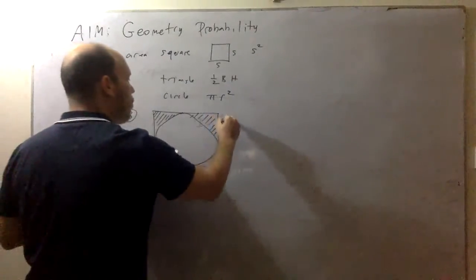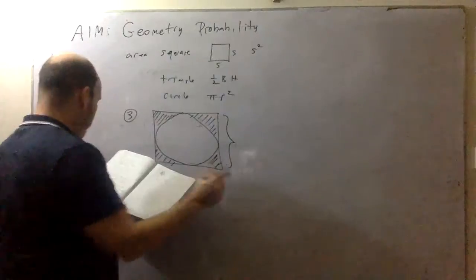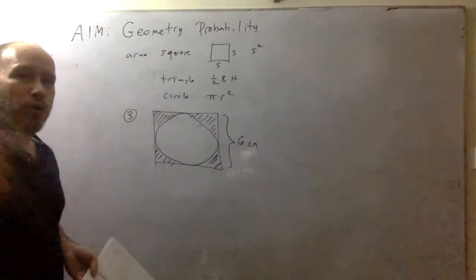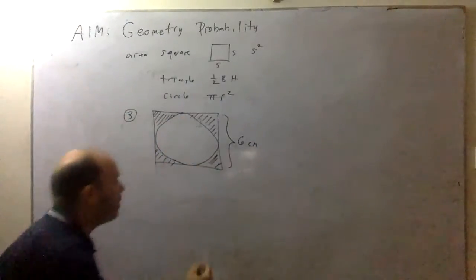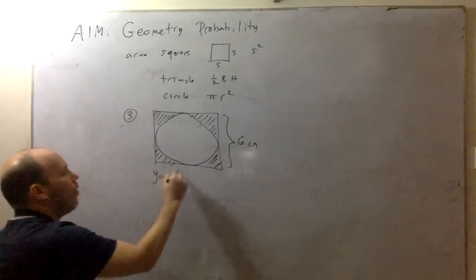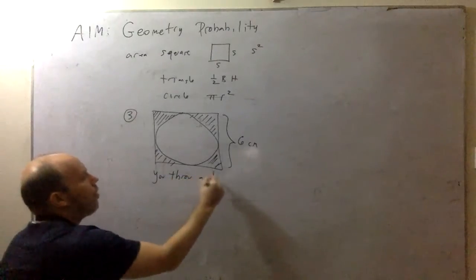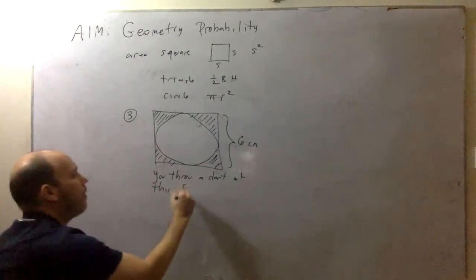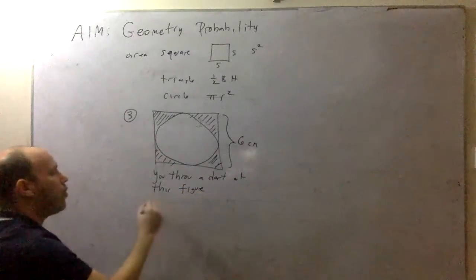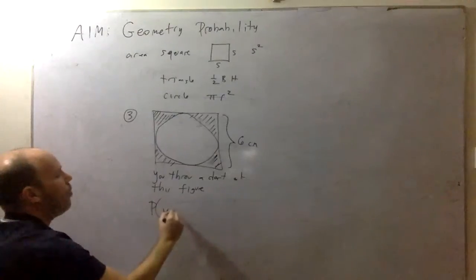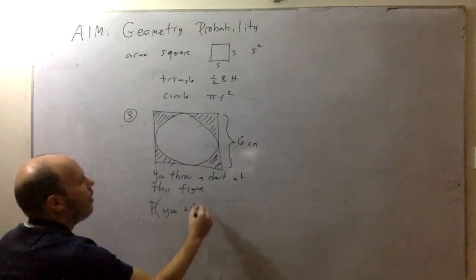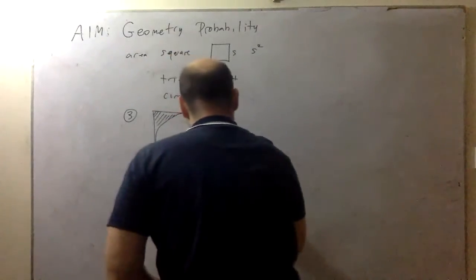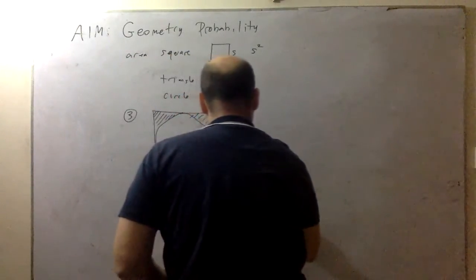Okay, and we're told that the square has a side length of 6 centimeters. And the question is, you throw a dart at this figure. What is the probability you hit the shaded region?